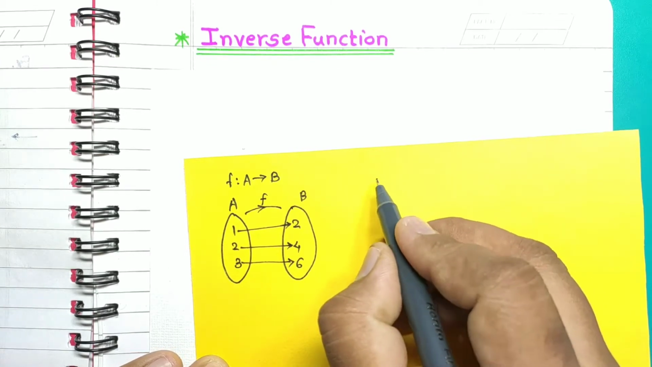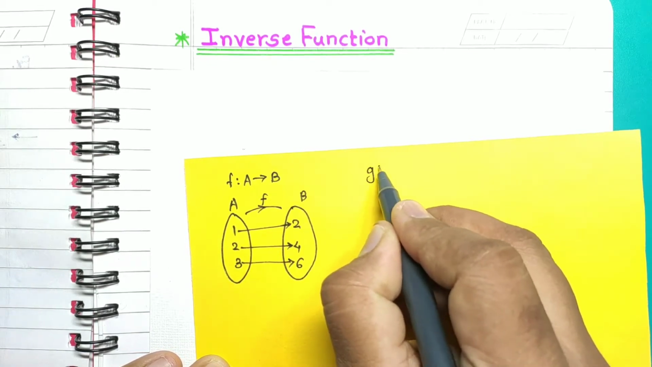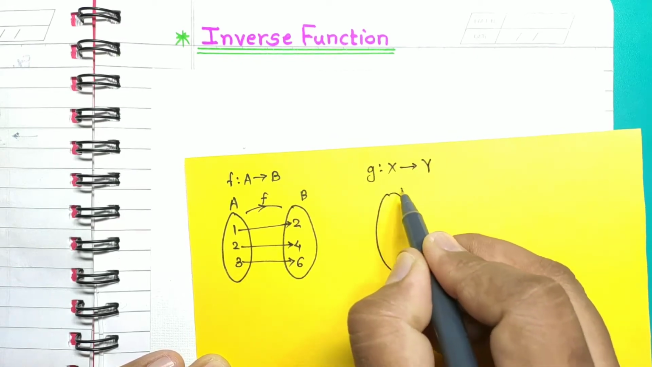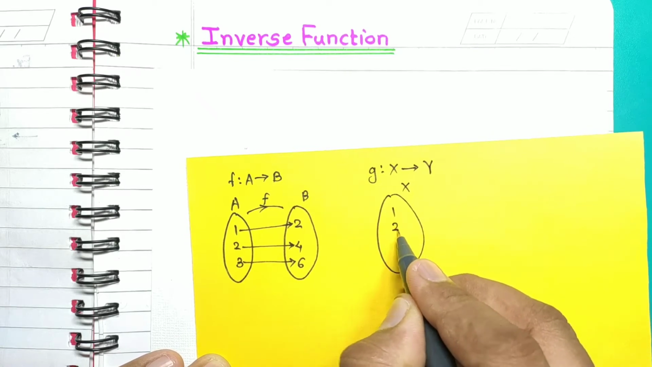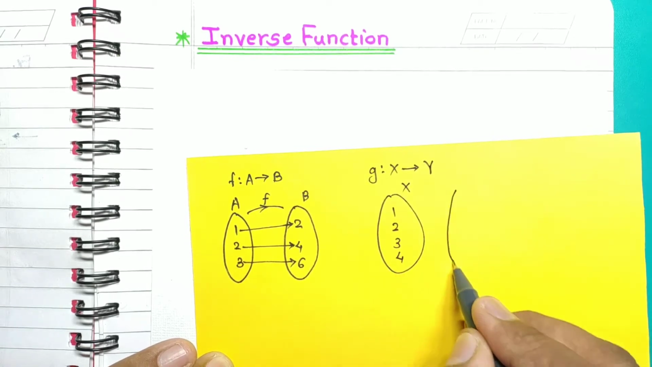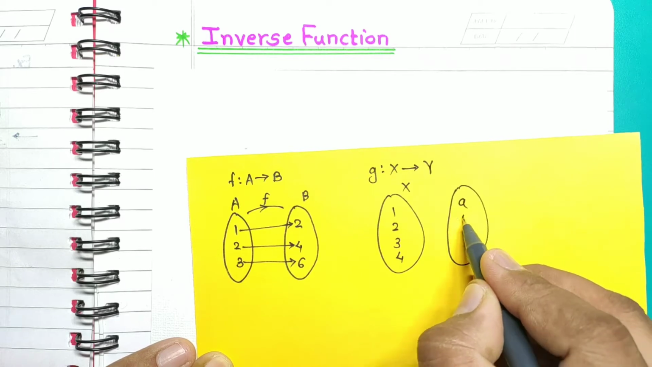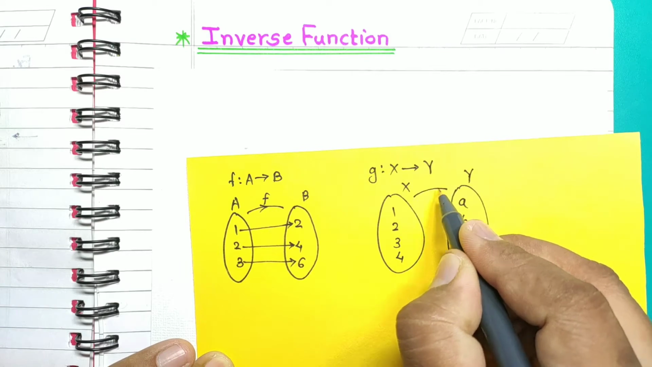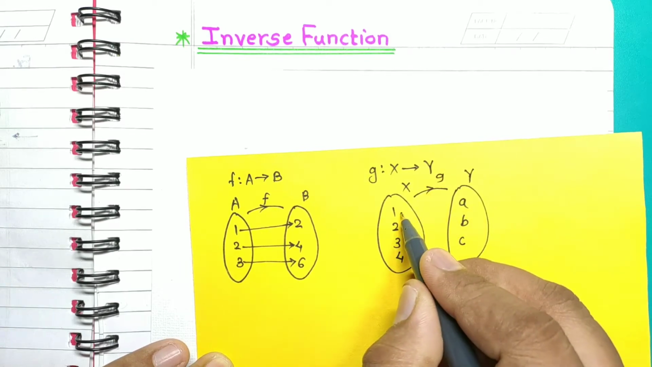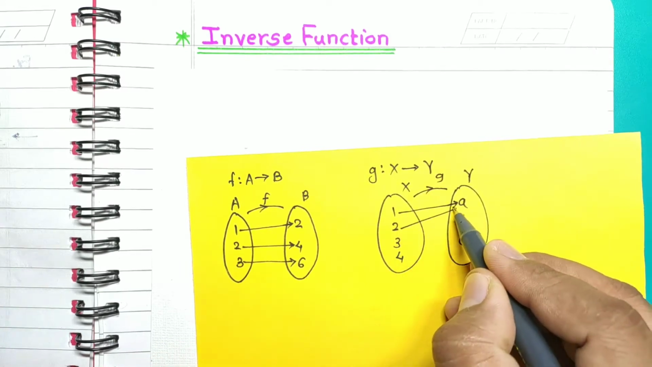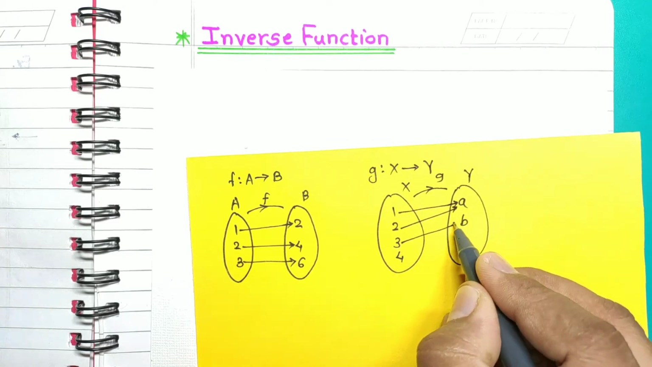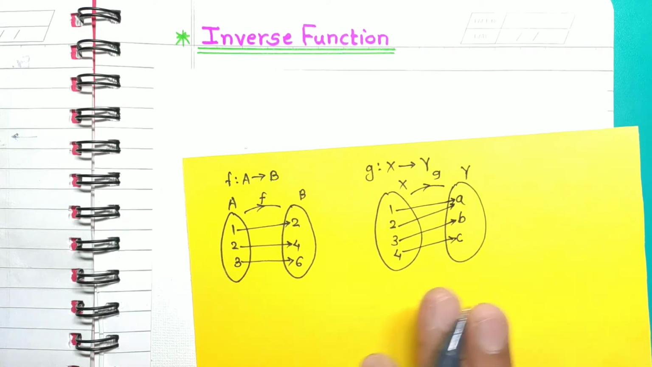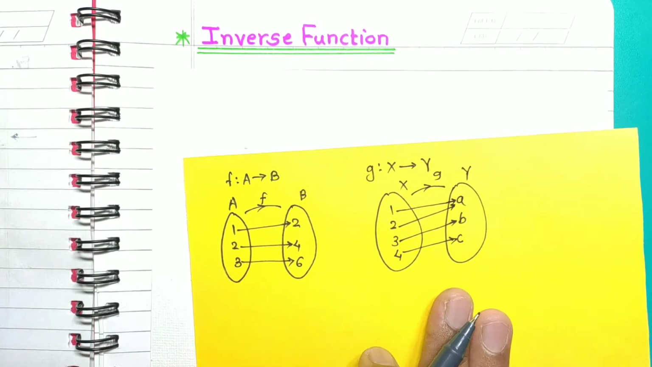And consider one other function g from X to Y. Let set X contain elements 1, 2, 3, 4 and set Y contain elements A, B, C. This is set Y and here it is function g. Here 1 is related to A, 2 is also related to A, 3 is related to B and 4 is related to C. See, observe these two examples here.